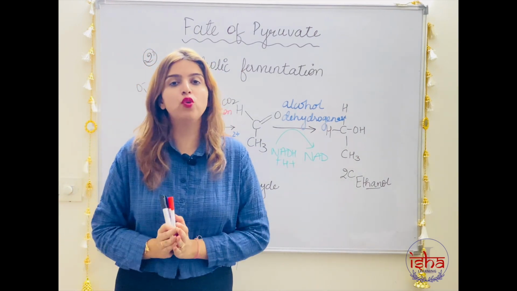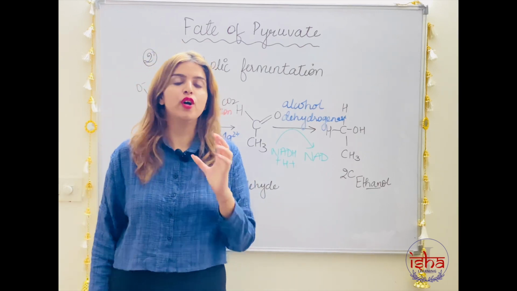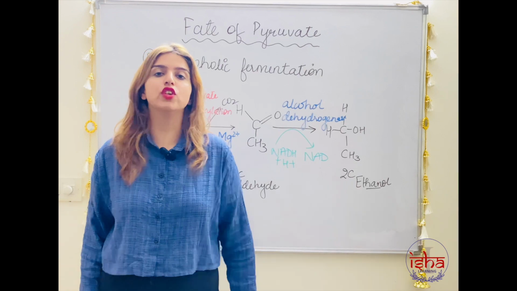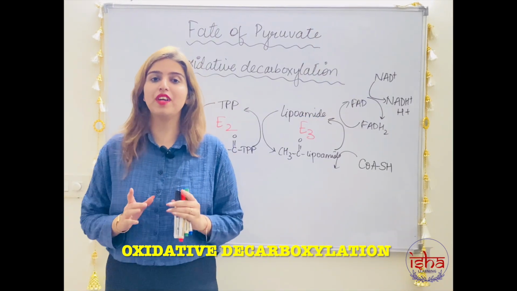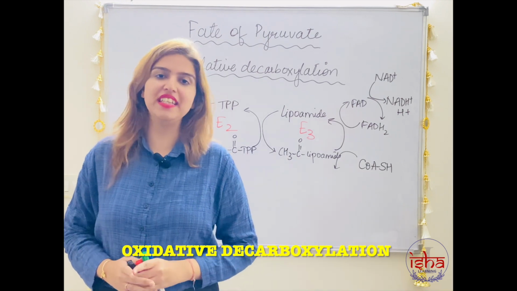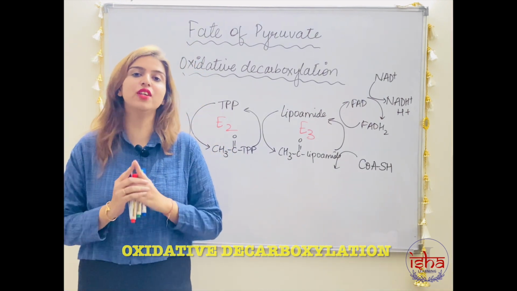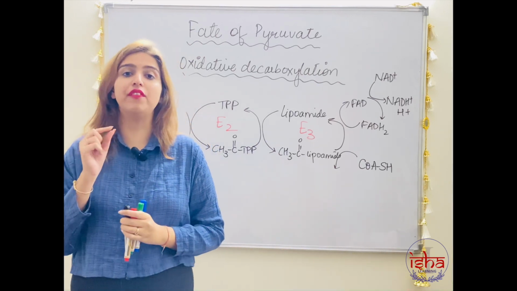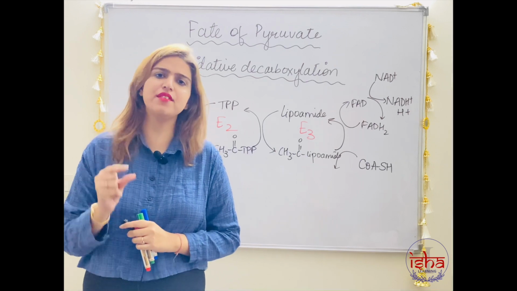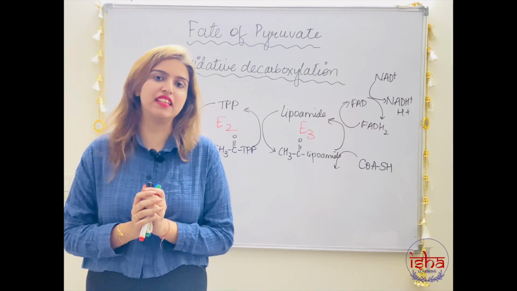Now let's move on quickly and come to the last kind of reaction, where pyruvate is going to get converted to acetyl-coenzyme A. Now we've come to the last fate of pyruvate, that is the conversion of pyruvate to acetyl-coenzyme A. As we have already discussed, this is a very crucial molecule and it is finally the molecule that is going to go into the Krebs cycle.